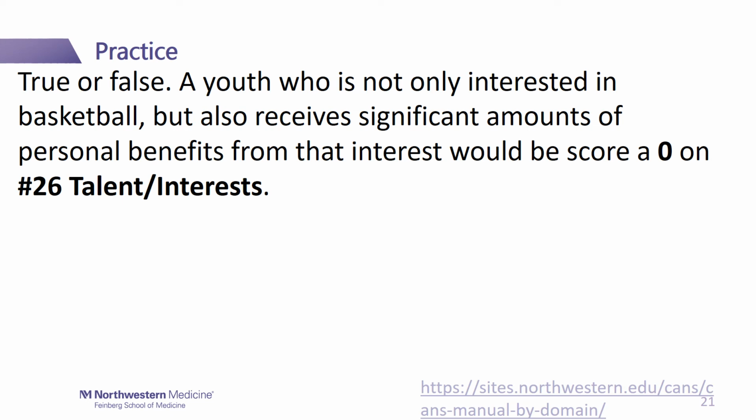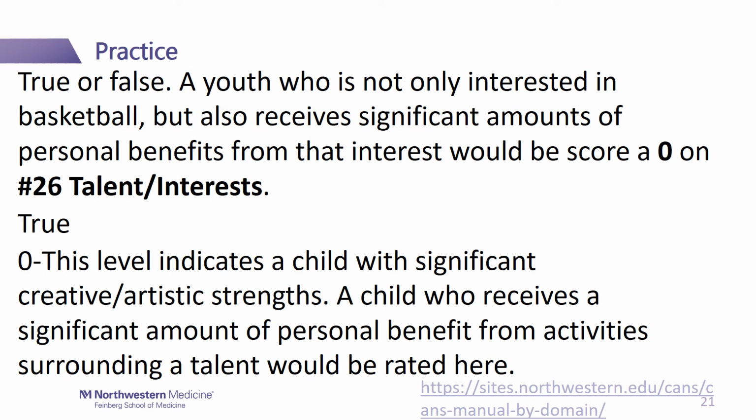True or false? A youth who is not only interested in basketball, but also receives significant amounts of personal benefit from that interest would be rated a 0 on talents and interests. True. We see that a 0 is the preferred score for this one because not only does the child have an interest in something, but they are also receiving significant amounts of personal benefit from that activity.